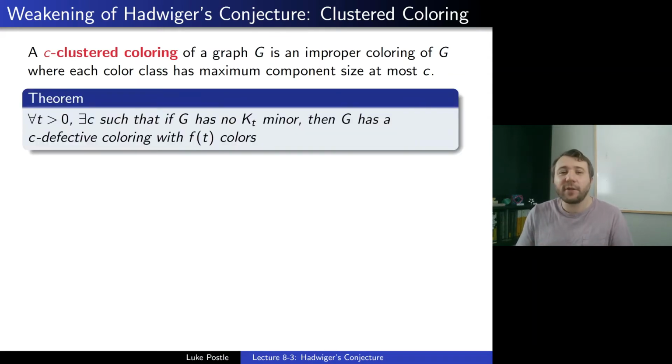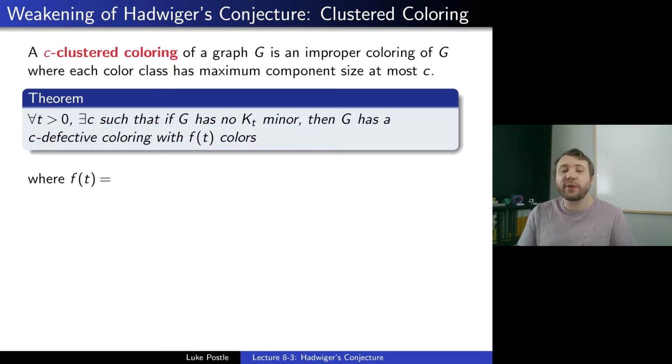And then it's natural to ask, can we say that for every t there's a C such that if G has no K_t minor, then you can have a C-clustered coloring, but with some function of t colors? And ideally we'd like t minus 1 there.